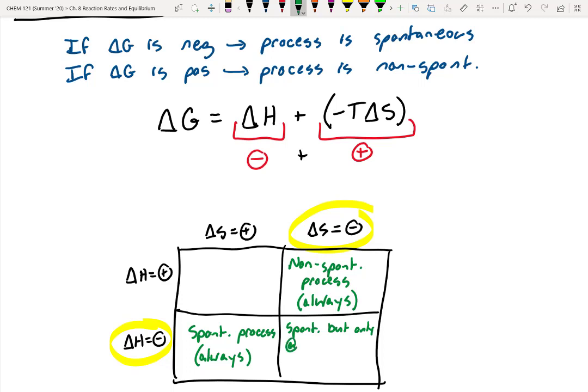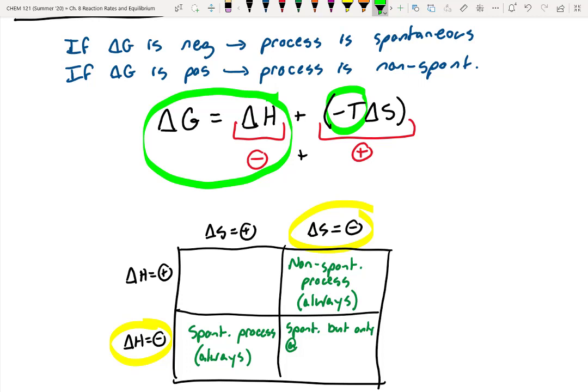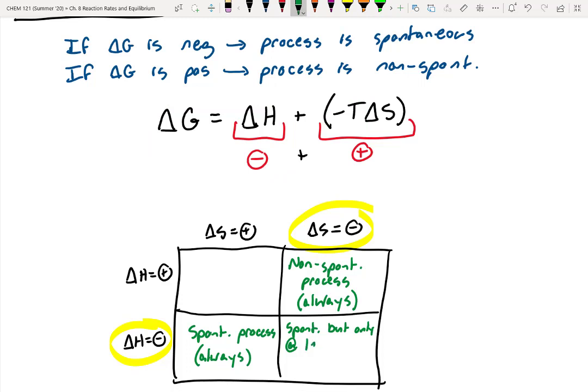And let's determine what temperature we'd need. Well, if we want it to be a spontaneous process, we need the delta G sign to be negative, right? Which means that we want this half of the equation to really win out on that negative tug-of-war, right? So in order for this to occur, we really need to minimize this T, meaning it needs to be at a low temperature. So this is a spontaneous process, but only at low temp.